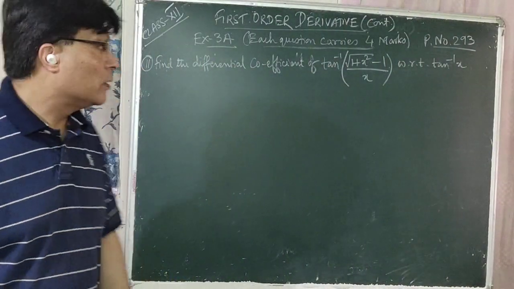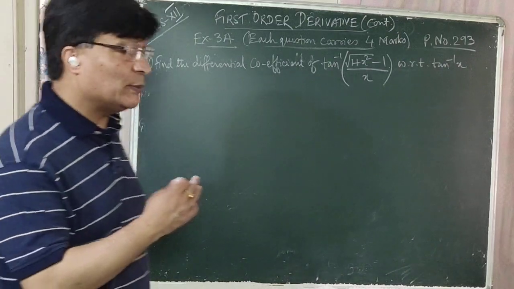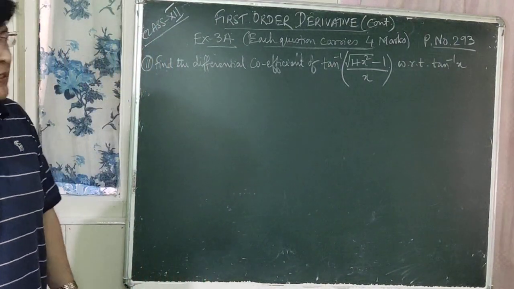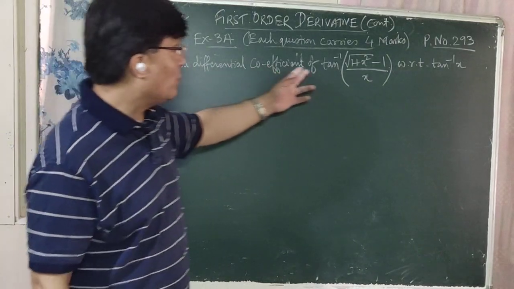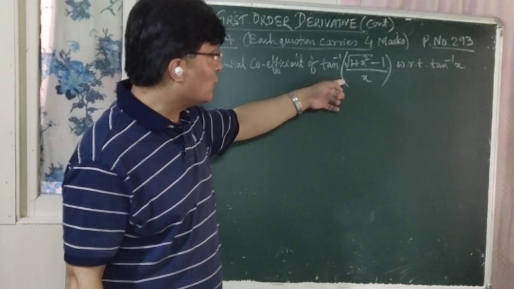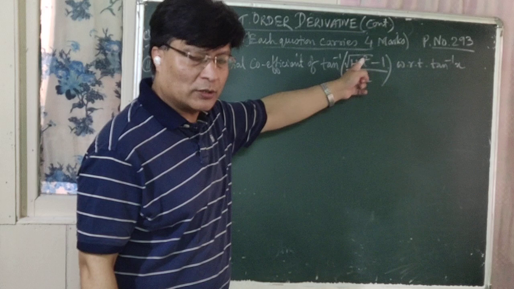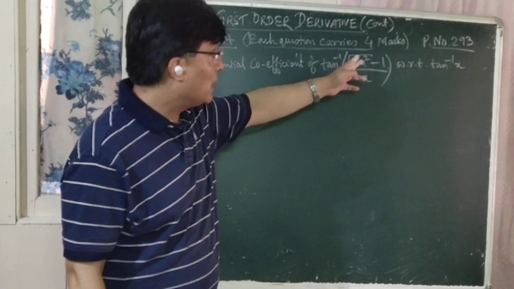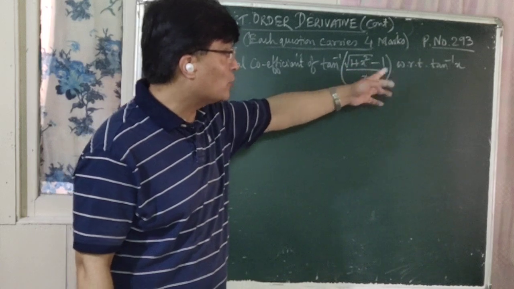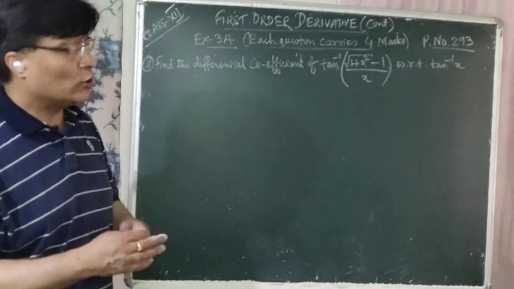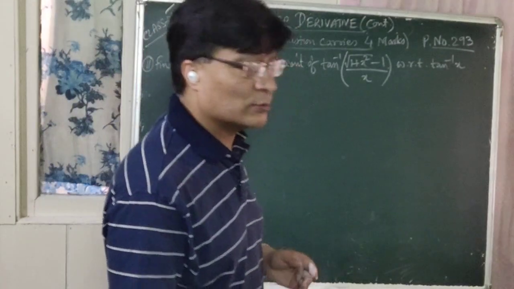So now we'll do the next question, that is question number 11. This is a similar type of question as we have done in question number 10, right? Find the differential coefficient of the first function, that is tan inverse within bracket root over 1 plus x square minus 1, whole divided by x, with respect to tan inverse x. Under the square root, there is only 1 plus x square, and minus 1 is not under the square root here. So you can use the same method as we have done in question number 10.